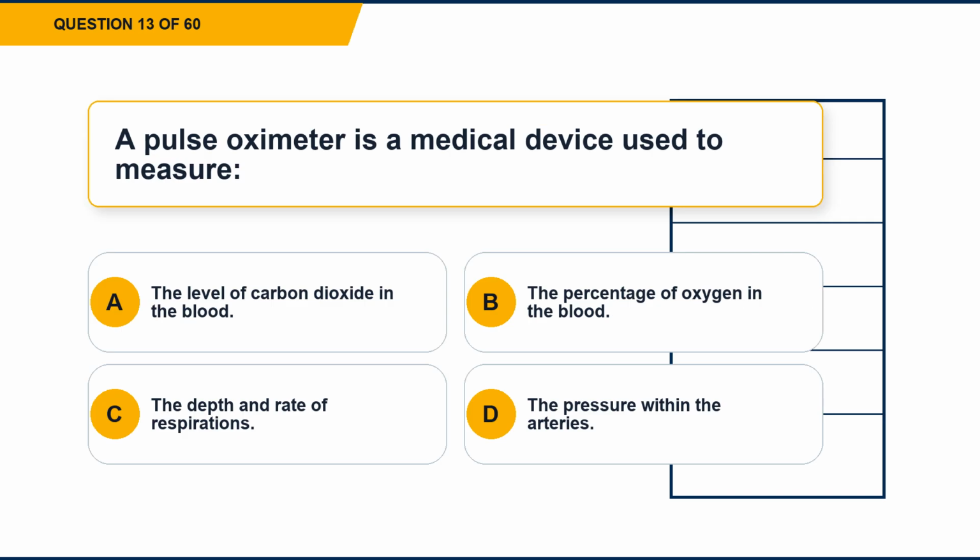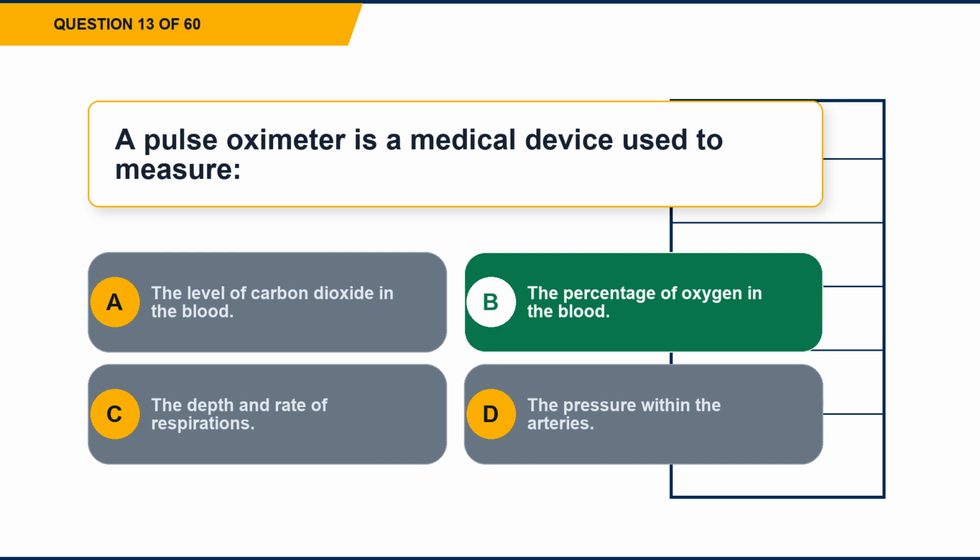Question 13. A pulse oximeter is a medical device used to measure. Option A, the level of carbon dioxide in the blood. Option B, the percentage of oxygen in the blood. Option C, the depth and rate of respirations. Option D, the pressure within the arteries. The correct answer is option B, the percentage of oxygen in the blood.